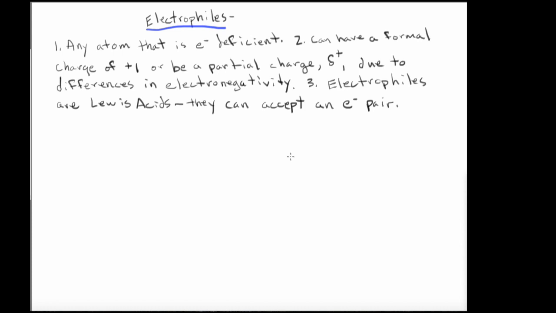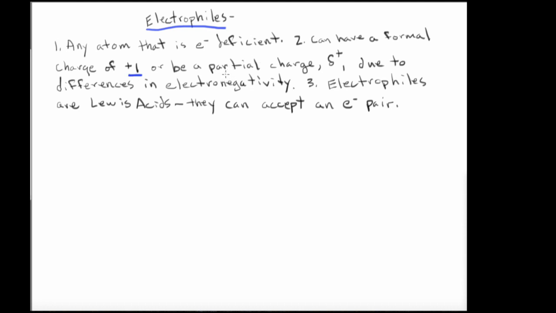This is going to be any atom that is electron deficient, and that can come in two different forms, really. You can have atoms that literally have the absence of electrons, and those atoms are going to have formal charges on them that will be equal in magnitude to however many electrons are missing. In organic chemistry, 99.999% of the time, these types of electrophiles are going to have a +1 charge on them.